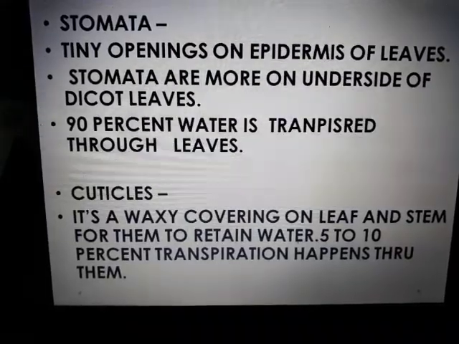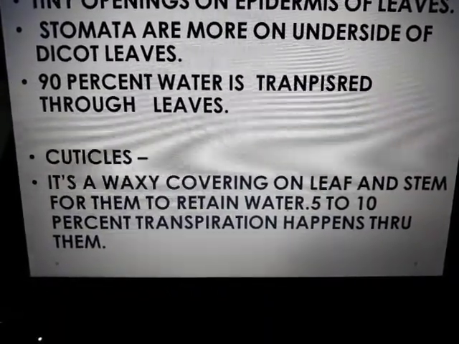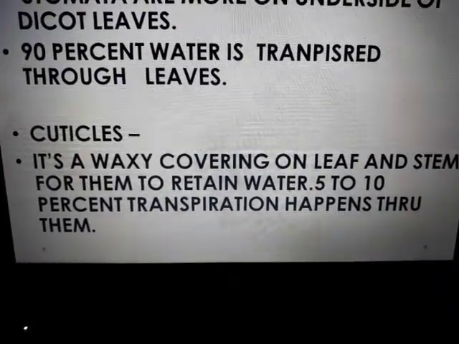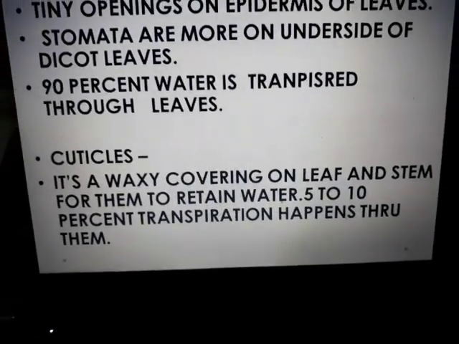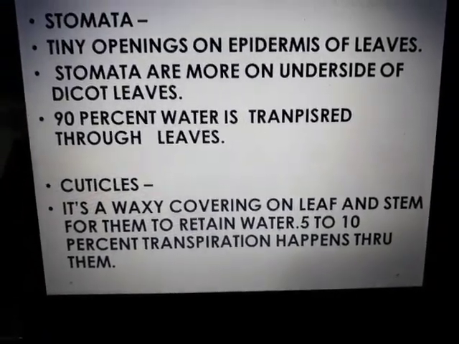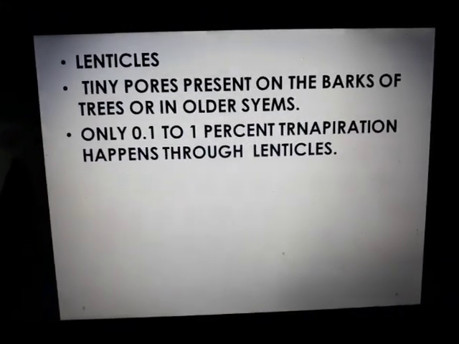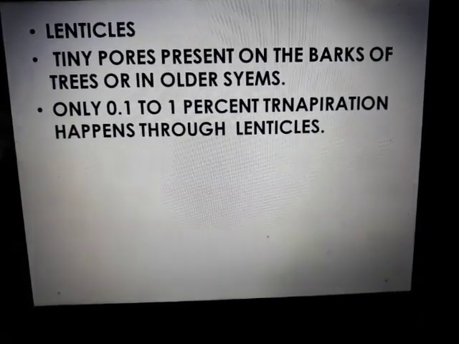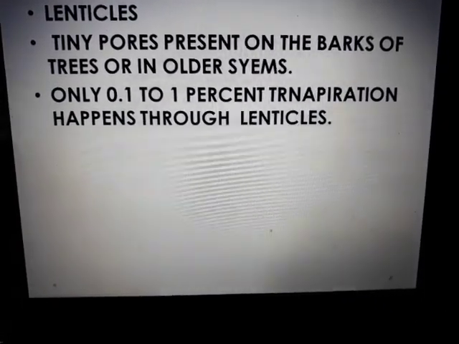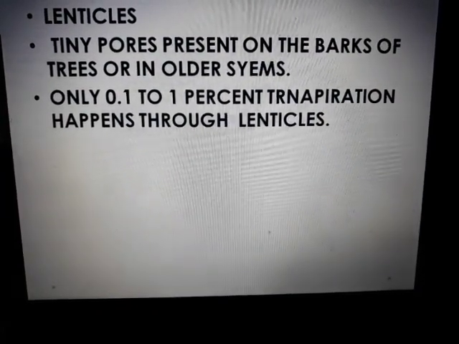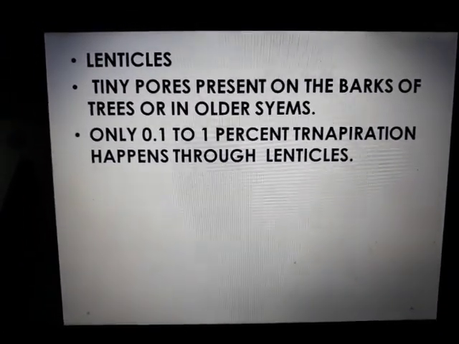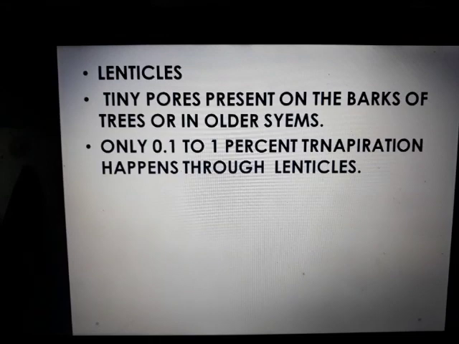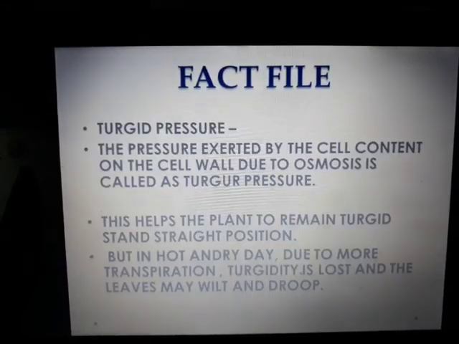Cuticle is a waxy coating on leaf and stem for them to retain the water. Here in this case only 5 to 10% of transpiration is happening because they are a bit smaller in structure, so less amount of transpiration happens. Lenticels are tiny pores which are present at the barks of the trees or in older stems. Only 0.1 to 1% transpiration is happening here. But all of these three parts are very important for the process of transpiration to happen. Mainly it is stomatal opening because stomata opens up very widely than the cuticles or the lenticels.